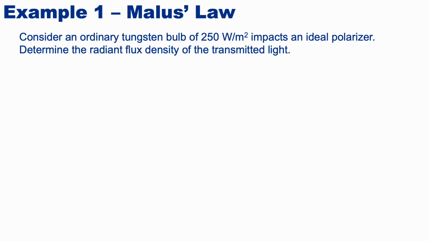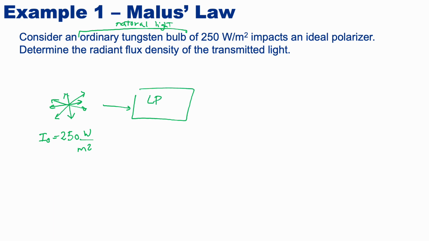So let's do a couple of examples. So let's assume that we have an ordinary tungsten bulb. So that means that this is natural light. This is just a type of light source, but this is gonna be natural light. So remember, you have all the possible polarization states. And your initial amount is gonna be 250 volts per meter squared. And now that goes to a linear polarizer where a priori we don't know the angle. But it doesn't matter because every time natural light goes through a linear polarizer, we're gonna have half of it. So that's gonna be 125 volts per meter squared.